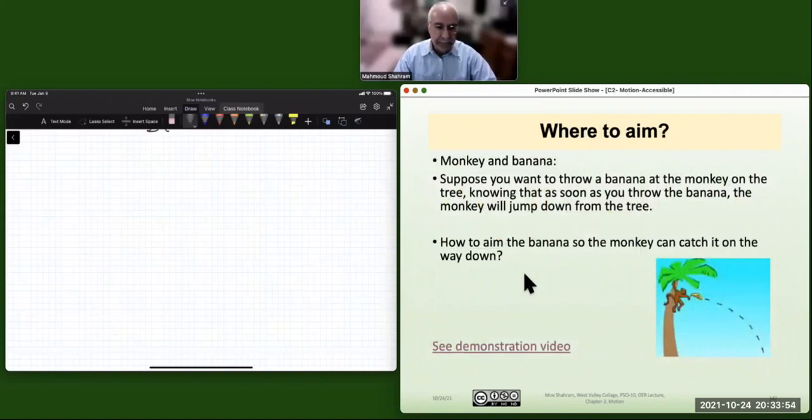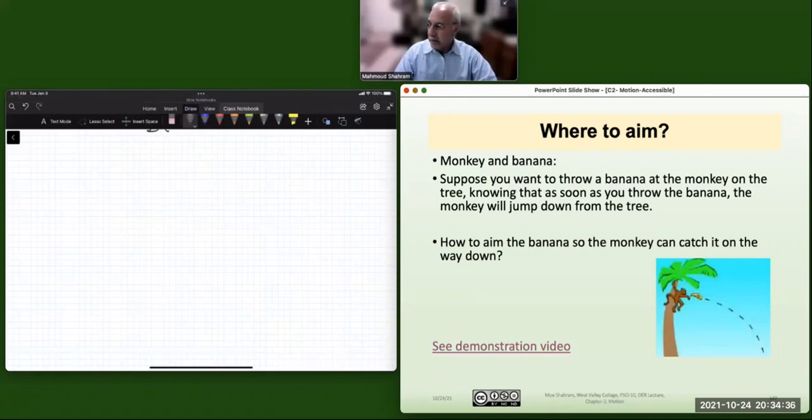Let me show you a demonstration. Suppose you see a monkey there and you want to throw a banana at him so he can catch it. But you know that as soon as you throw the banana, he's going to let go and jump down. So which direction should you point or aim the banana? Should you aim it at the monkey on top, or should you aim it somewhere below so that when the monkey comes down, it catches it?